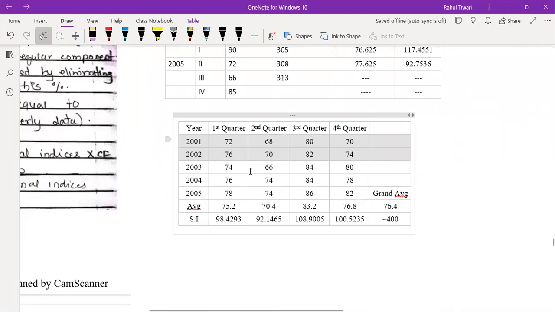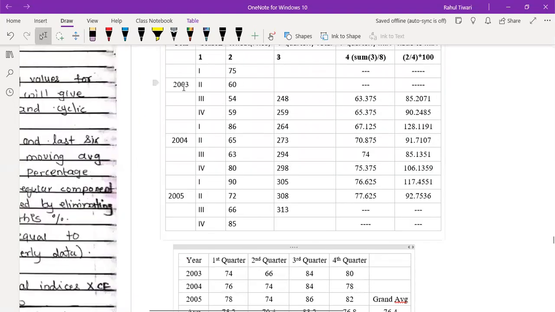Now look here. For 2003, I have the 3rd and 4th quarter, meaning I don't have these quarters. Here, 85.2071 we need to write in this form, which is 90.2485. Whatever entries I have here in terms of ratio to moving average, this is now my quarter. So this is appropriate to the third season, so I have to write it down in this third quarter.